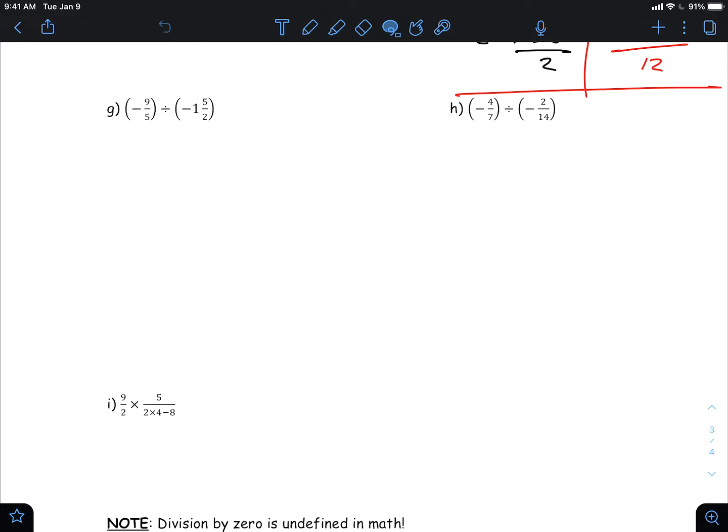Let's start with the division symbol. Okay, let's go -9 by 5 divided by. We'll write it as kind of a fraction inside of a fraction. Okay, and I'm not going to make this mistake because I learned about it yesterday. All right, hopefully you did too.